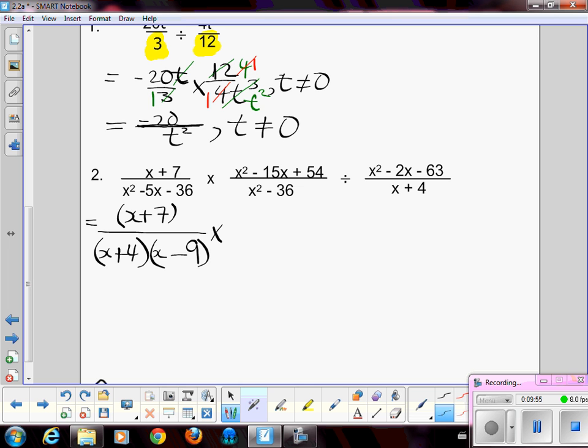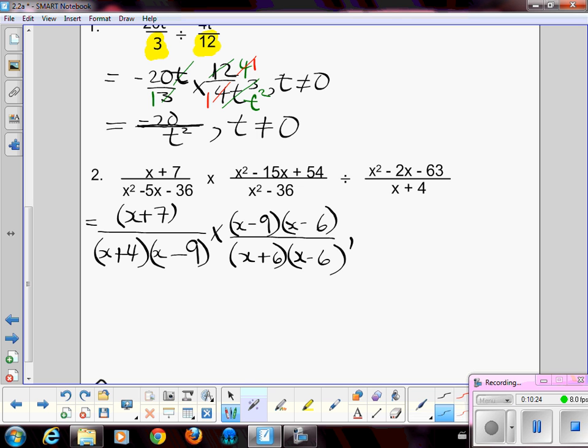And then we go over to here, and two numbers that multiply to give me 54, and they add to give me negative 15. So both brackets are negative. The most common multiplication fact for 54 in my brain is 9 times 6. Does 9 plus 6 equal 15? Yes, it does. So we have a 9 and a 6. The bottom is a difference of squares, so we have an x plus 6 and an x minus 6.